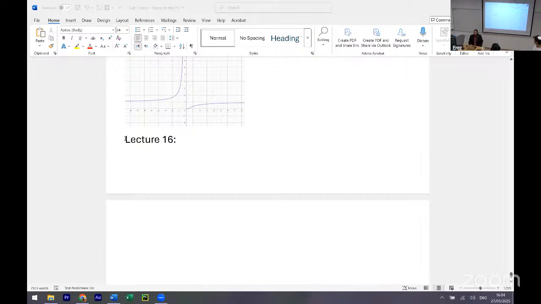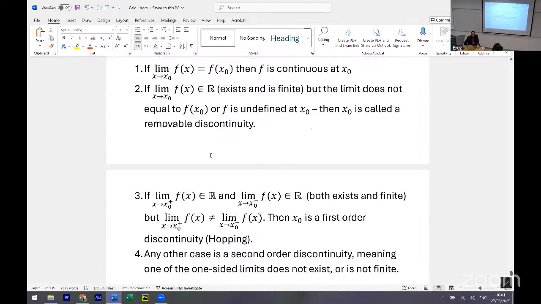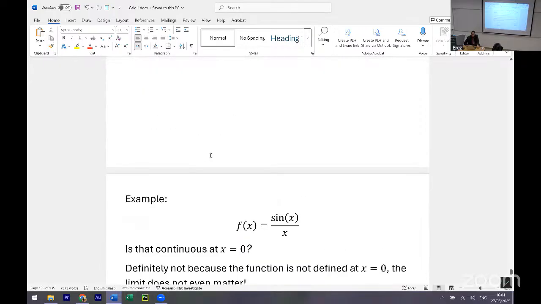So last week we learned about the definition of continuity. That a function is continuous at a point if the limit of the function is equal to the value of the function at that point. And we sorted three types of discontinuities and saw a bunch of examples.